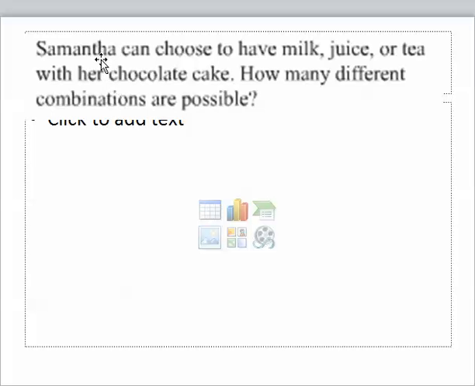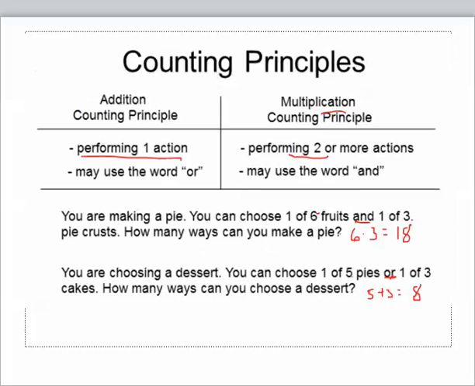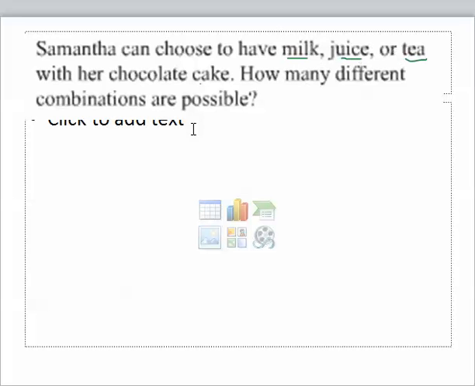Word problems. Samantha can choose to have milk, juice, or tea with her chocolate cake. How many different combinations are there? Well, let's just think about this. We have milk, juice, or tea. Well, that's three things, right? And she's going to eat them with her chocolate cake. So basically, with that or, let's go back up here. What was the or? The or was the addition one, right? So I've got 3 plus 1, which would be 4 different combinations.